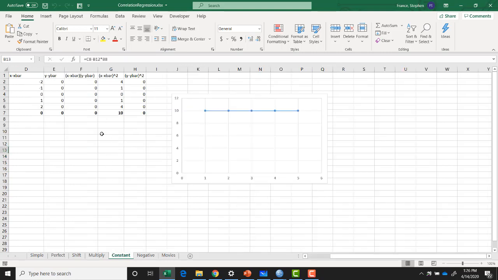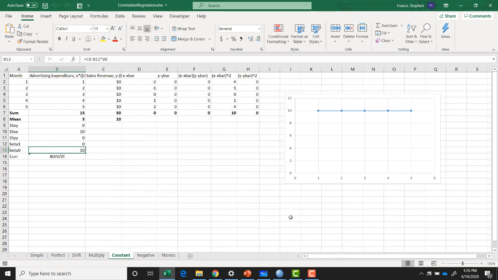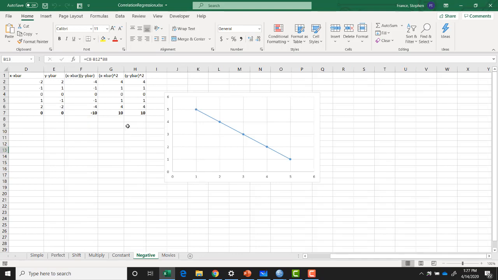And here we have a constant. And in fact, there's no correlation defined for this. Here we go. Basically, maybe we just got a really incompetent advertising staff. So no matter how much we advertise, we always get exactly the same sales. And the idea is there is actually no correlation for this. This is undefined.